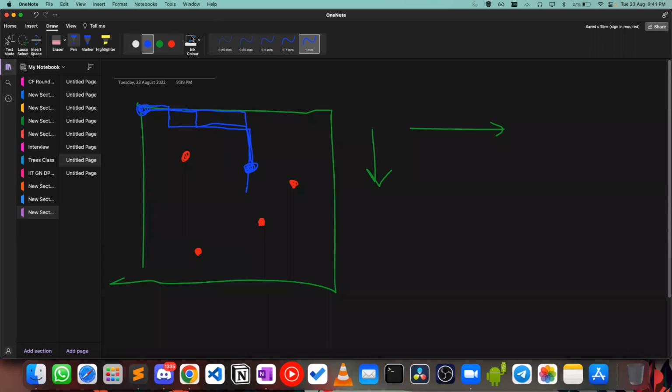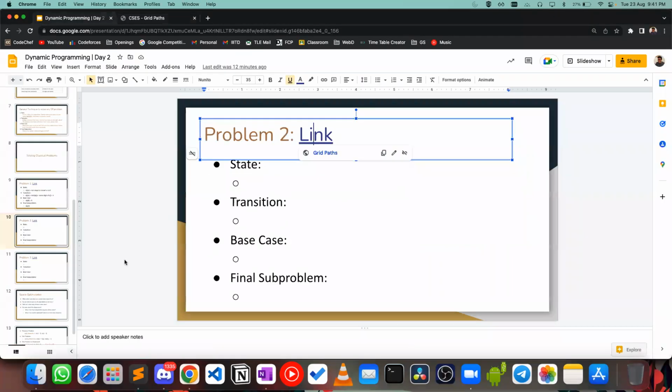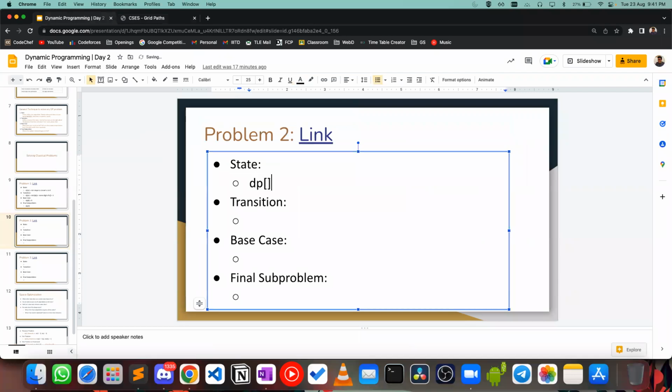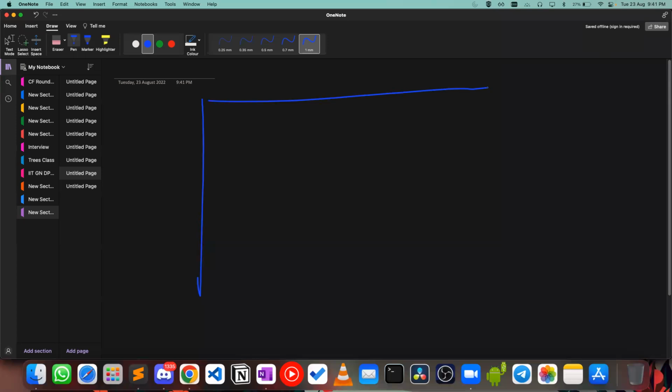So you guys have the idea of a state now. Let's write it on the slides itself. DP of i, j is equal to. Shouldn't the state be from i, j to 0? Sorry, you're saying shouldn't the state be from i, j to 0, 0? In the diagram, yes.